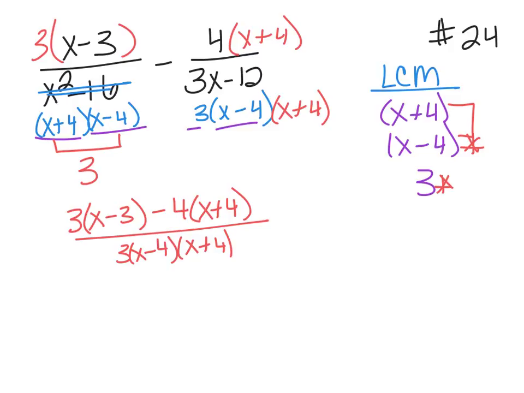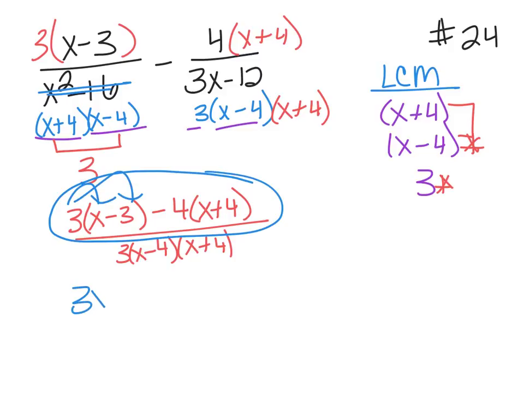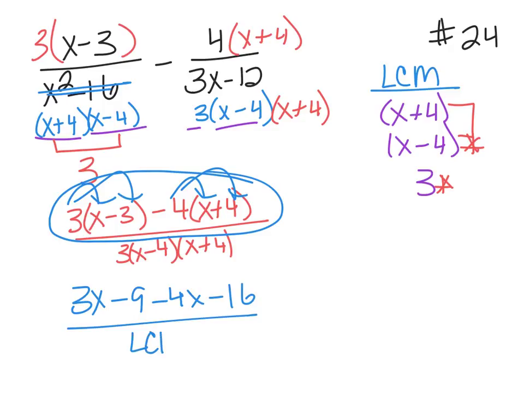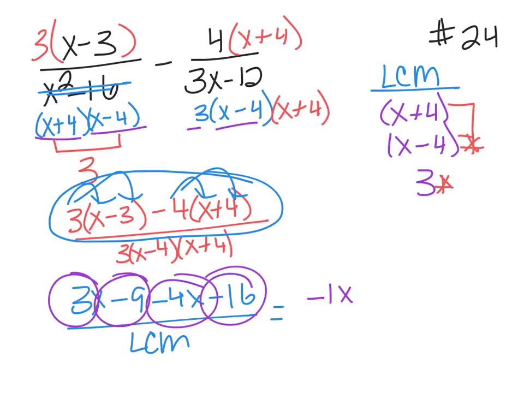Now, biggest mistake here, do not start canceling because I have to simplify this before I can cancel top to bottom. So let's distribute. I have 3x minus 9 minus 4x minus 16 all over my least common multiple. So my last step here is combine like terms. 3 minus 4 is negative 1x. Negative 9 and a negative 16 would be a negative 25 all over the least common multiple of 3, x plus 4, x minus 4.